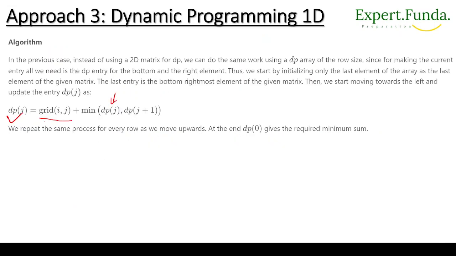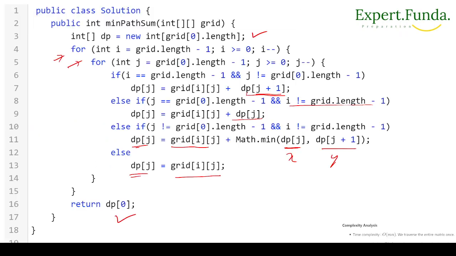You only have to focus here, right? dp[i] is nothing but grid[i][j] that we will store, plus dp[j] or dp[j plus 1], okay? And dp[j] we will store when we are not at the last position of i, meaning the row. We are at the last row, and we are not at the last column, right? Then only you can see here, right? If i is at the last row, then what are we storing?